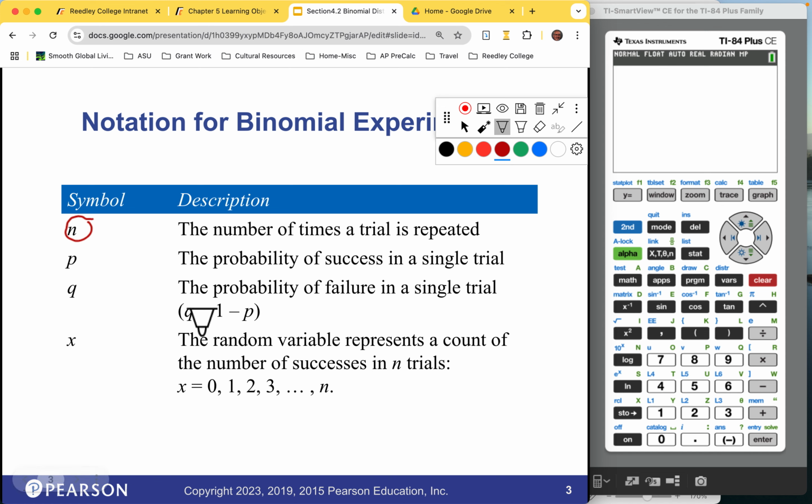Okay. There's a probability of success. Maybe we want to roll a 3. Probability of rolling a 3 is 1/6. And then q we use for the probability of the failure. So if it's a 1/6 probability of success, what's the probability of failure? 5/6. Right? They have to add together to give us 1. So we kind of go that route.